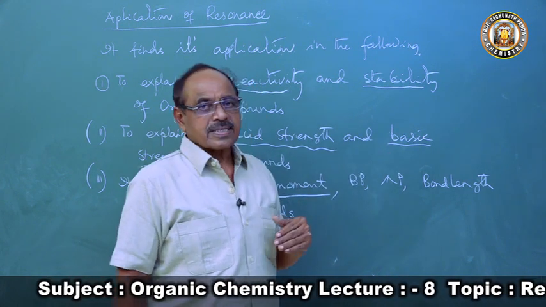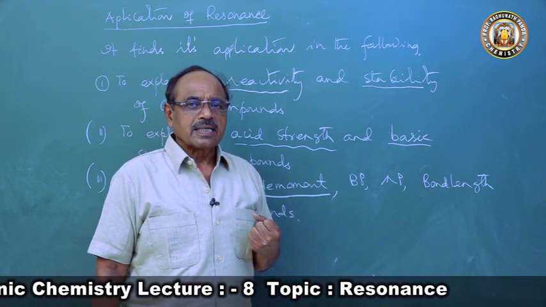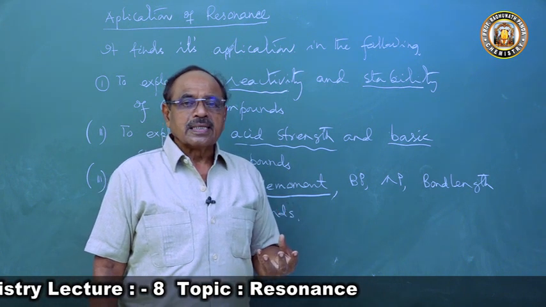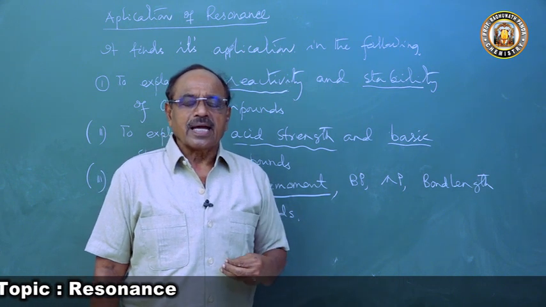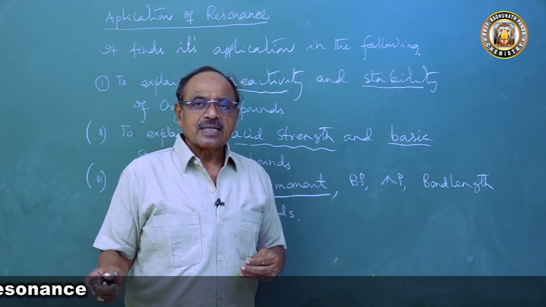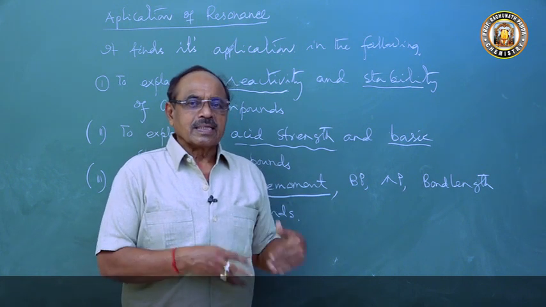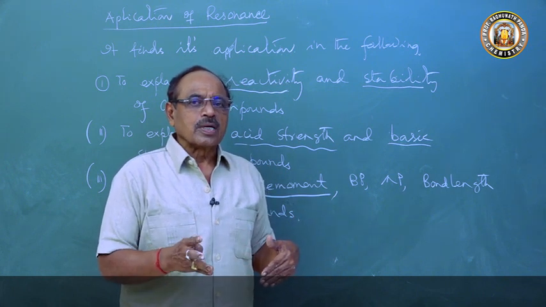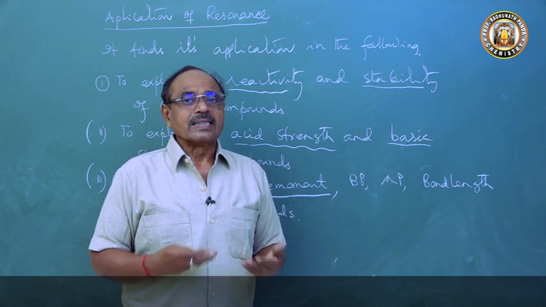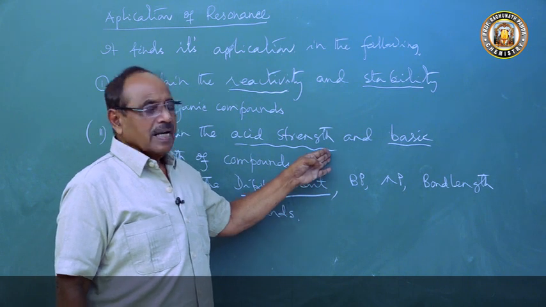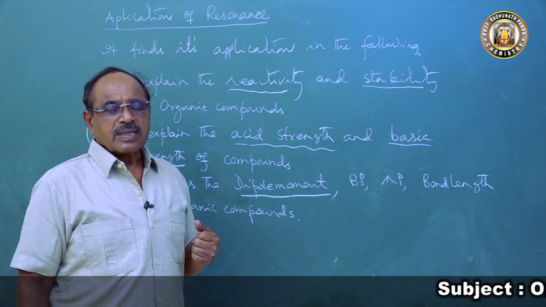Same thing with the bases. Aniline, C6H5NH2, is a base, an organic compound. Aniline is basic. Or a question may come: aniline is less basic than ammonia. We have read in the inductive effect that methylamine, CH3NH2, is more basic than ammonia. But C6H5NH2 is less basic than ammonia. Why? Such questions are about the acid strength and basic strength of molecules. Then coming to dipole moment. Because what happens?